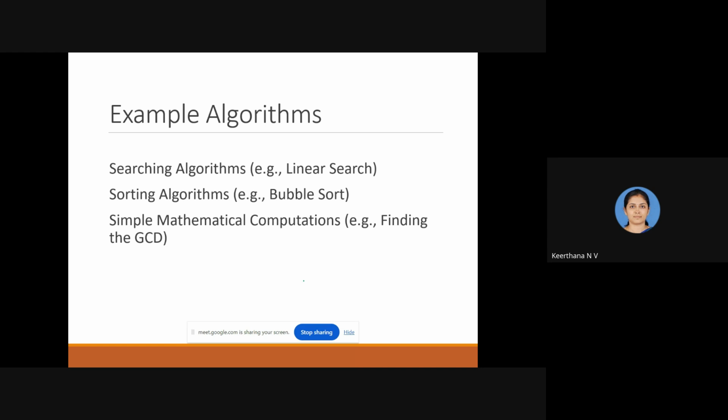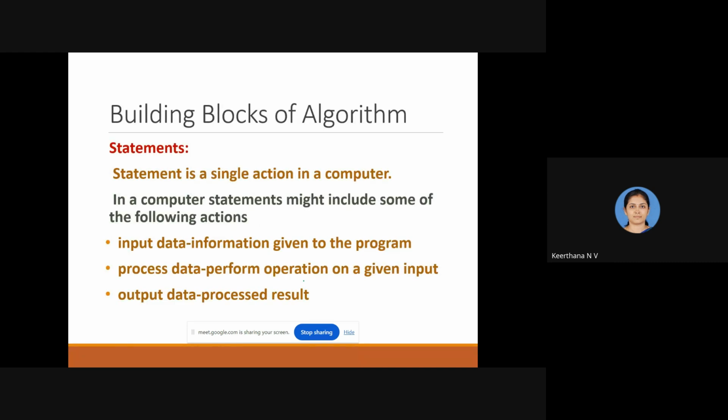Many types of algorithms are there. These are example algorithms. So these are the building blocks of an algorithm. Every algorithm must contain a section of input, process, and output. So before input, you have to give start the program, and after output, you have to give stop the program.